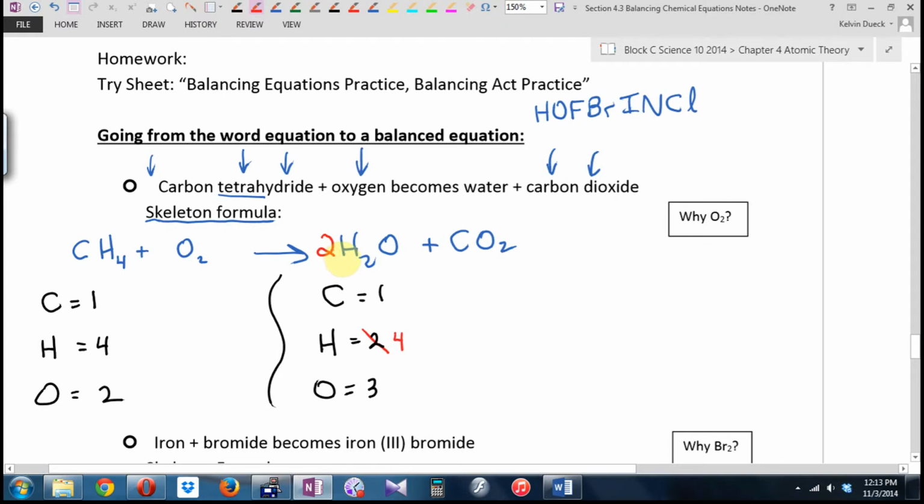Except that changes something else. What else has that changed? Oxygens. How many oxygens do I now have on the right-hand side? Do you see it? Two, four. So let's cross out the three and make that a four.